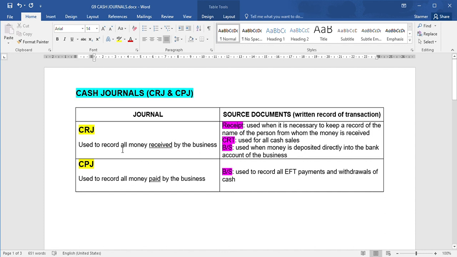So the cash receipts journal is used to record all money, as the name suggests, received by the business, and you can have any one of those three source documents. The cash payments journal is used when money is paid by the business, and here you only have one source document, which is your bank statement, and that's used to record all EFT payments and withdrawals of cash, or if you pay something by debit order.